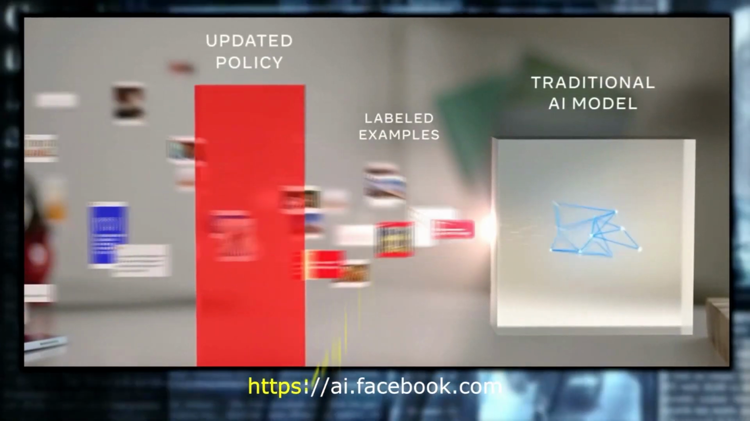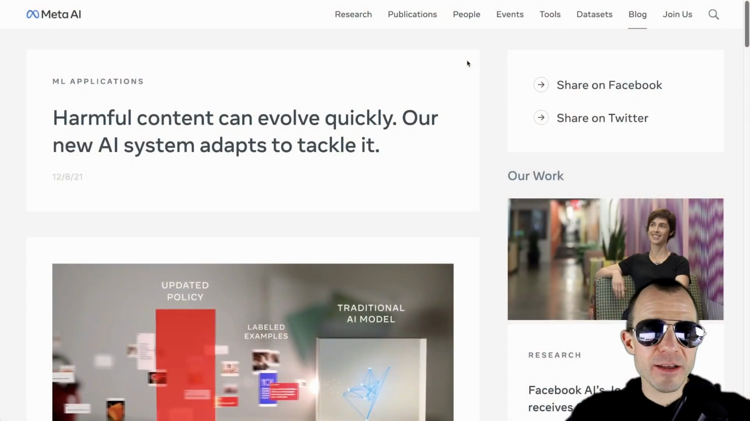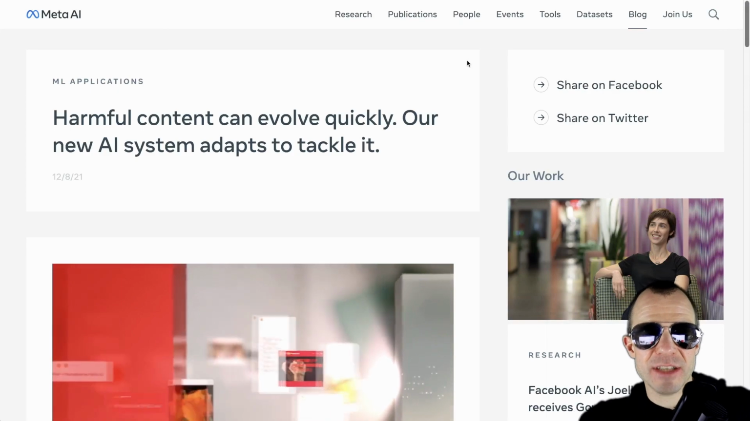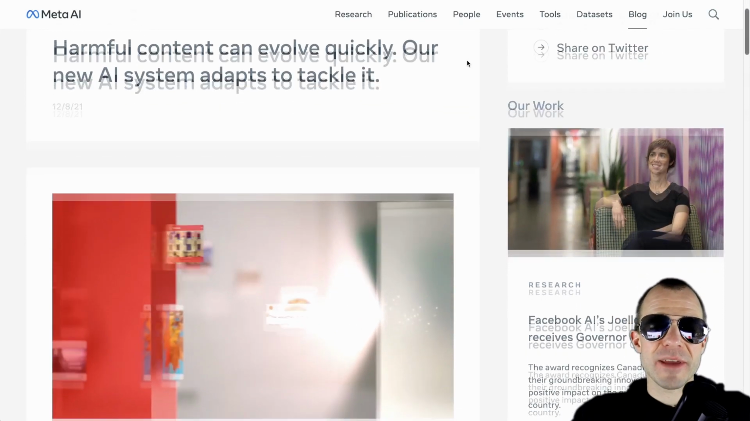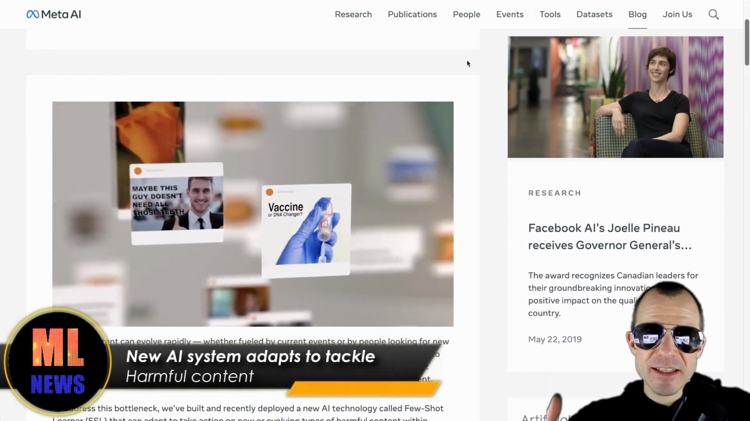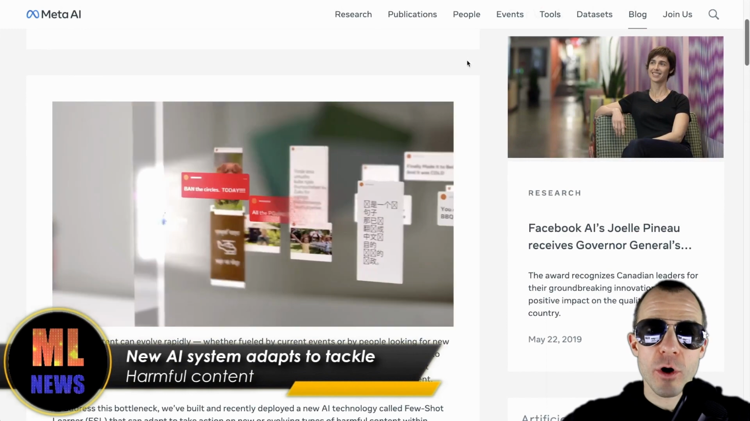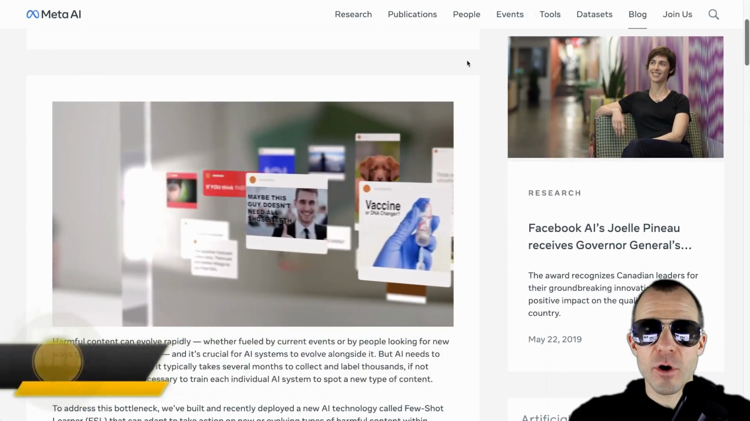This is a little bit older, but I hadn't seen it at the time. There is a blog post on Meta AI's research blog saying harmful content can evolve quickly, and that their new AI system adapts to tackle it. So they describe a system that they call Few-Shot Learner, which essentially means that it's a system that can monitor harmful content and adapt quickly to new harmful content because it's ever evolving. I find a few things interesting right here.